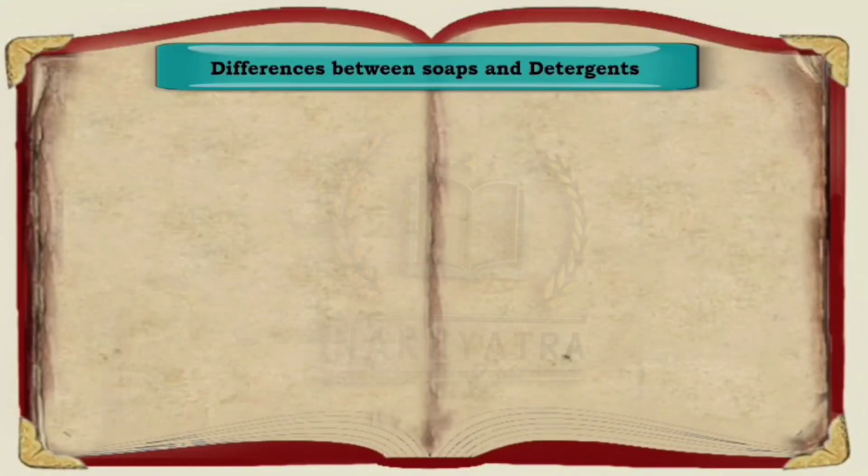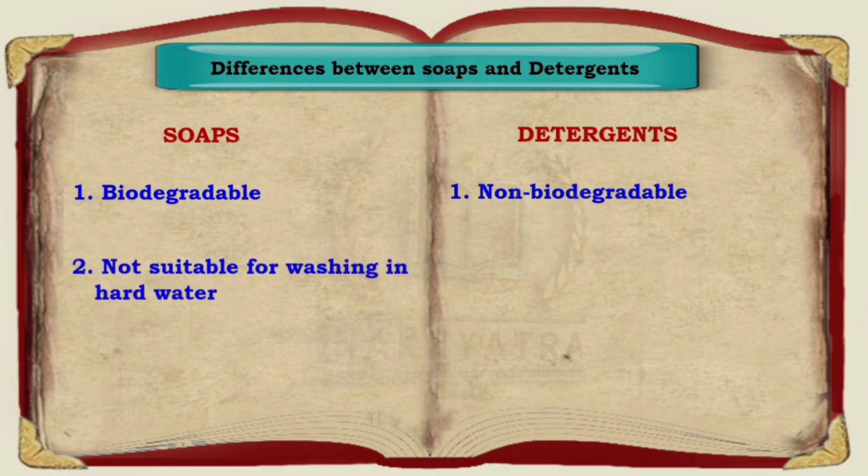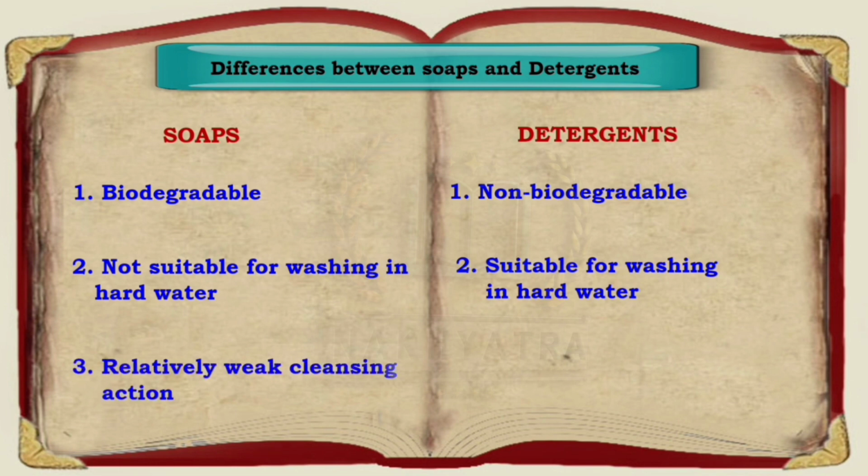Now see the differences between soaps and detergents. First point: soaps are biodegradable, whereas detergents are non-biodegradable. As you all know, biodegradable means it is capable of being decomposed. Second point: soaps are not suitable for washing in hard water, whereas detergents are suitable for washing in hard water, as we have already studied in the previous slide. Third point: soaps have relatively weak cleansing action, whereas detergents have strong cleansing action. Okay guys, so these are the differences between soaps and detergents.